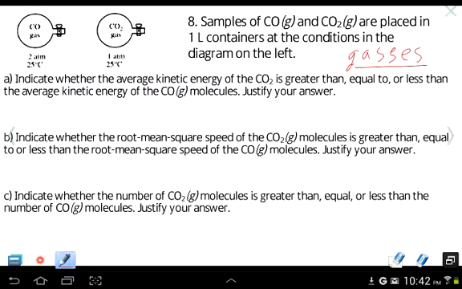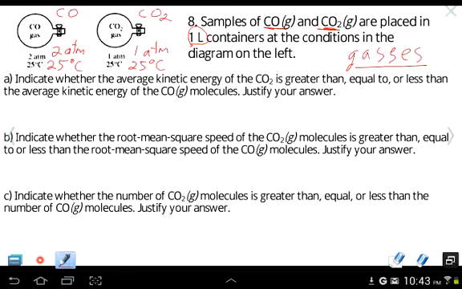To begin with, it says samples of carbon monoxide, CO, and carbon dioxide, CO2, are placed in 1 liter containers, as in the diagram on the left. On the left side we have carbon monoxide, CO, on the right side we have CO2. CO is at 2 atmospheres, CO2 is at 1 atmosphere, and both gases are at 25 degrees Celsius. This is going to be more of a qualitative type question with some explanation.